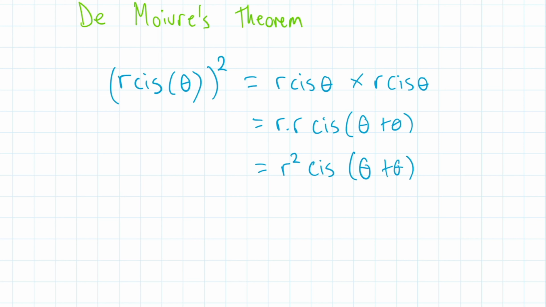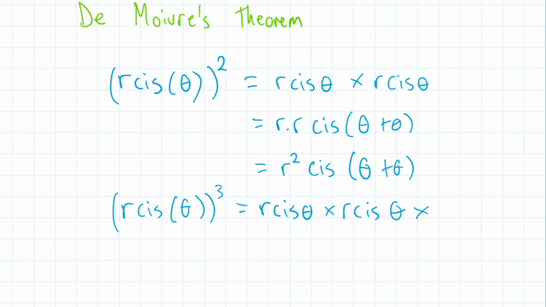Okay, let's just take a quick look at what happens if it's r cis theta to the power of 3, or r cis theta cubed. Well, that's going to be equal to r cis theta times r cis theta times r cis theta. If I use my rule from above, I know r cis theta times r cis theta gives r squared cis theta plus theta.